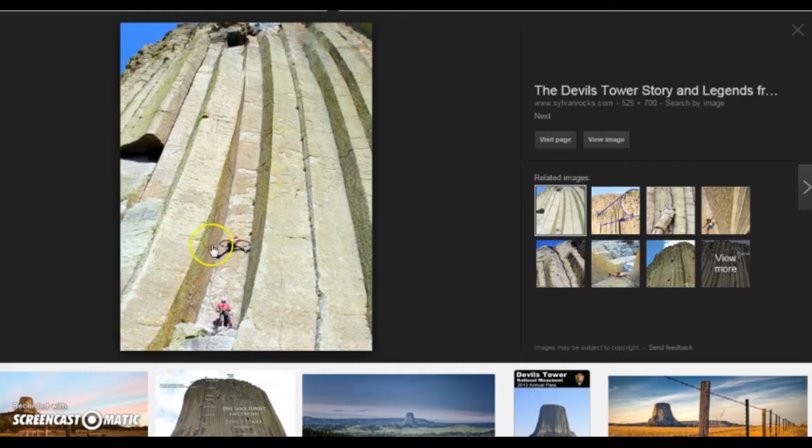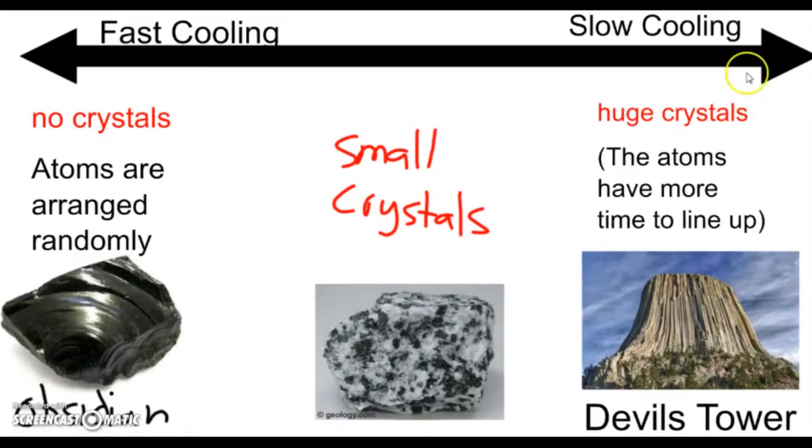Here's a closer view of the same thing. These crystals are so big. This took a long time to make just because it cooled very, very slowly. So slow cooling means large crystals.